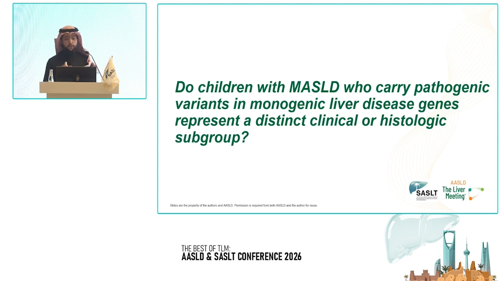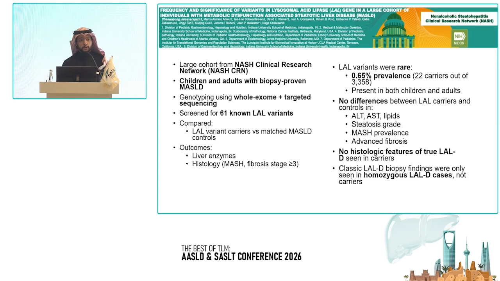So another thing here: do children with MASLD who carry a pathogenic variant in monogenic liver disease represent a different clinical or histological subgroup? One of the important mimickers for MASLD is LAL, lysosomal acid lipase deficiency, because they usually present with a fatty liver. So in this study, they took a large cohort from NASH, which is more than 3,000, and they looked into children and adults with biopsy-proven MASLD, and they did whole exome sequencing for them, targeting the LAL. And they compared the findings with a matched MASLD group.